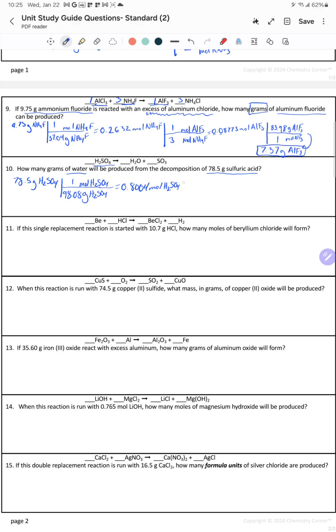Now I need to turn it into moles of water. So moles of H2O from moles of sulfuric acid. And I need to see how many moles. Well, that means I need to balance out my chemical equation. So if I look over here, I have 2 hydrogen on my reactant side, 2 hydrogen on my product side. 1 sulfur, and 4 oxygen, and 1 and 3 is 4. So I'm balanced. So this is all just a 1, 1, 1. All right, so it's a 1 to 1. That means my moles of water is going to be the exact same as my moles of sulfuric acid.